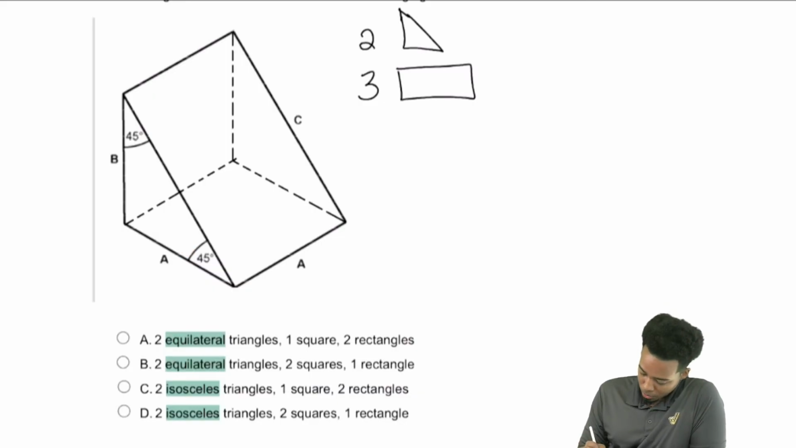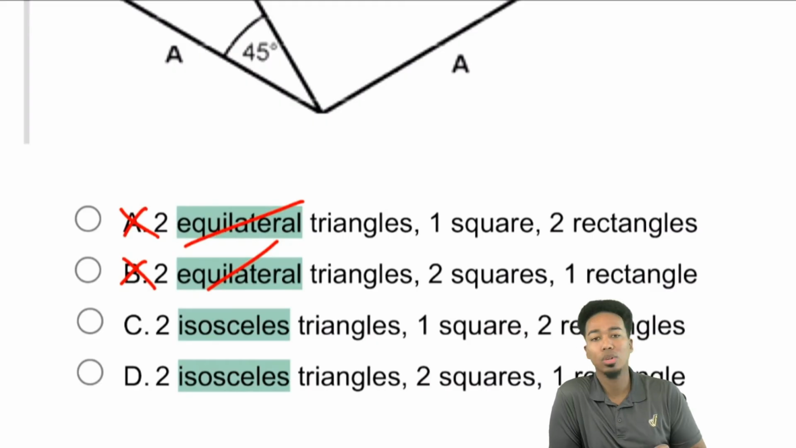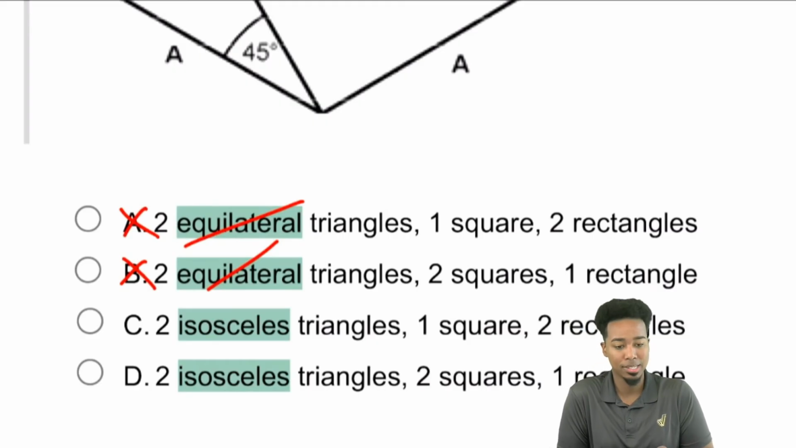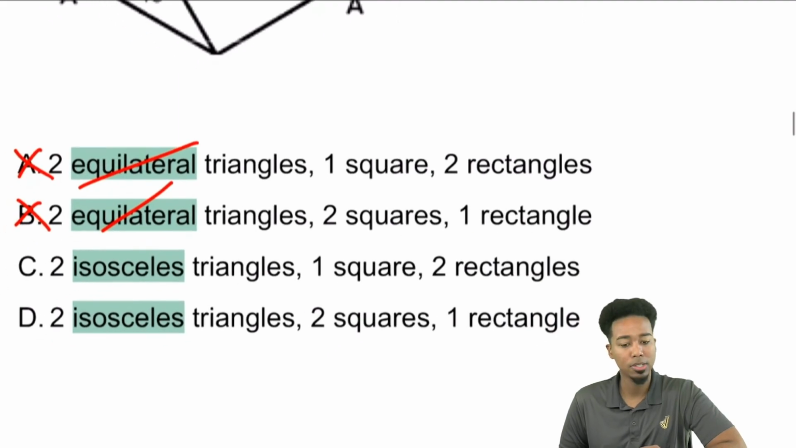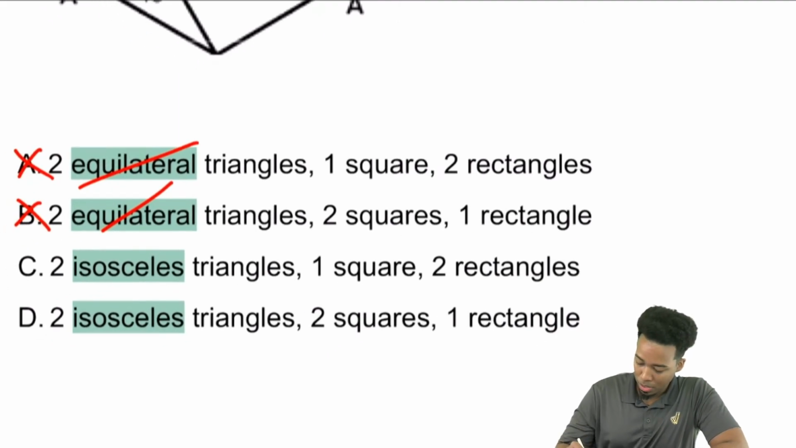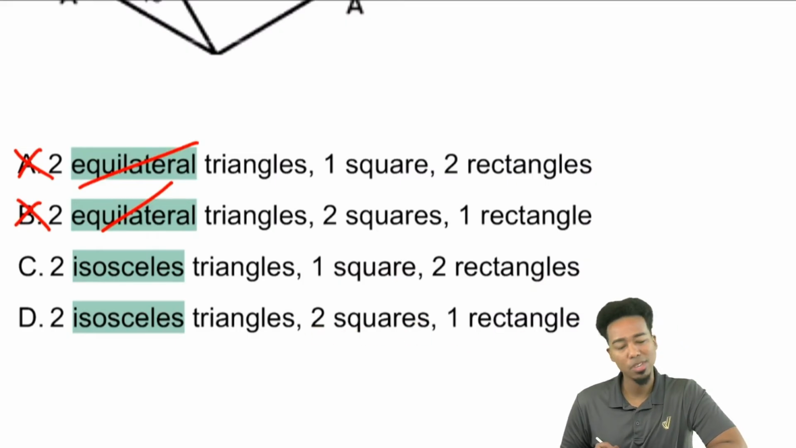And so we can go ahead and take away the equilateral parts because that is not true. We do not have equilateral triangles. They are isosceles, and we have two of them. So now we're taking a look at these last two options, and we're seeing that we have one square with two rectangles or two squares with one rectangle. Which one is that gonna be?